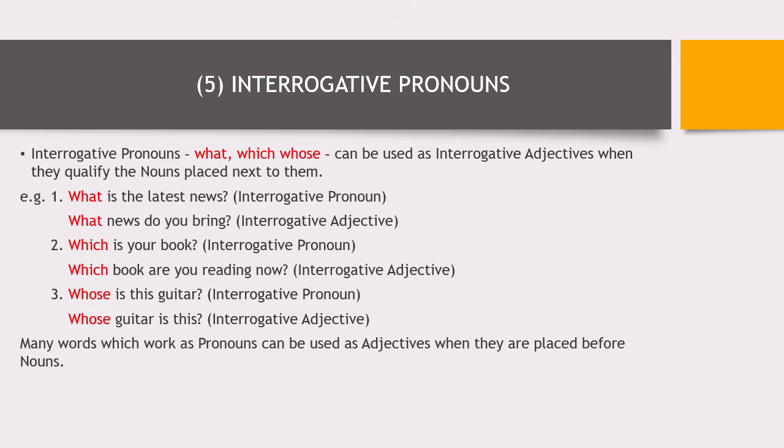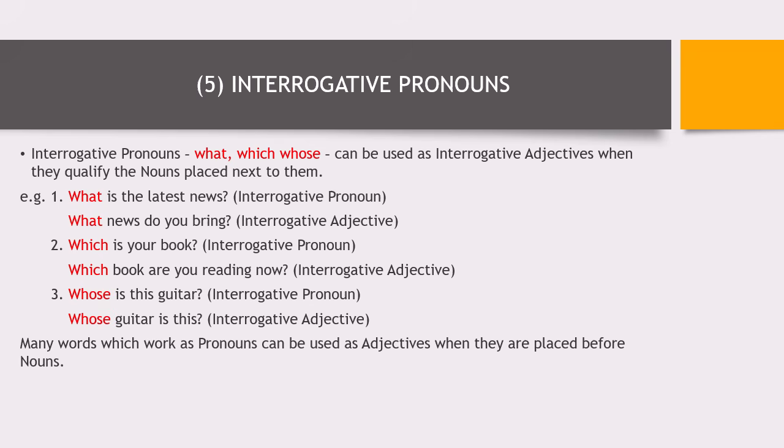Interrogative pronouns and interrogative adjectives. Interrogative pronouns what, which, whose can be used as interrogative adjectives when they qualify the nouns placed next to them. Example: 1. What is the latest news? Here, what is an interrogative pronoun. What news do you bring? Here, what is an interrogative adjective because it qualifies the noun news.